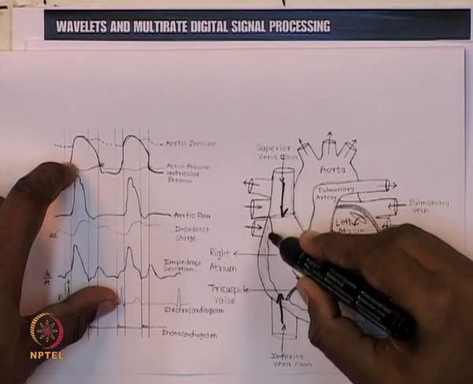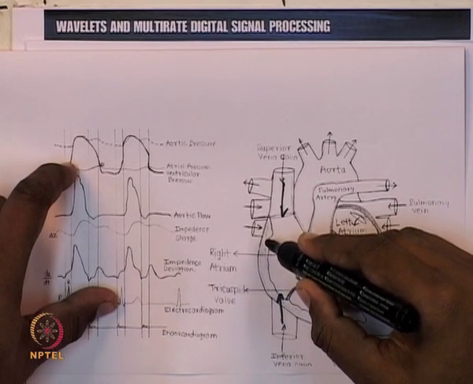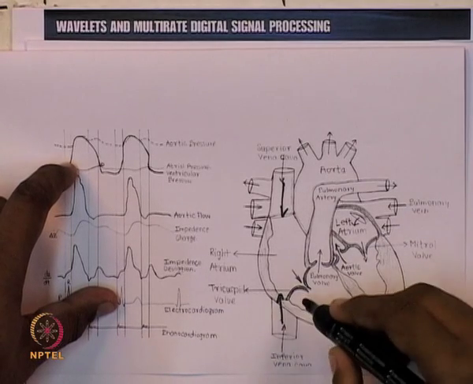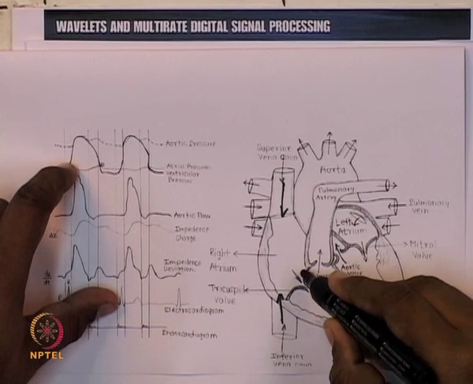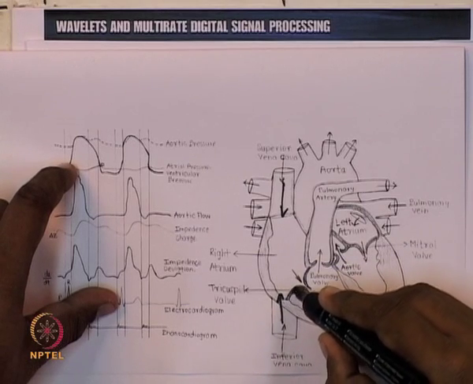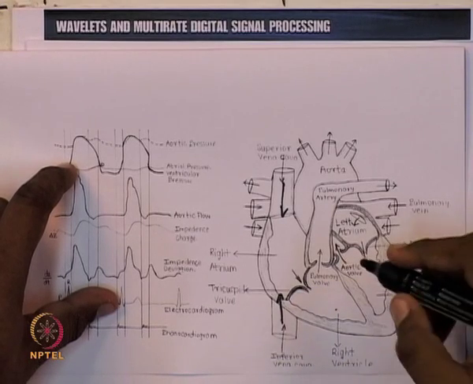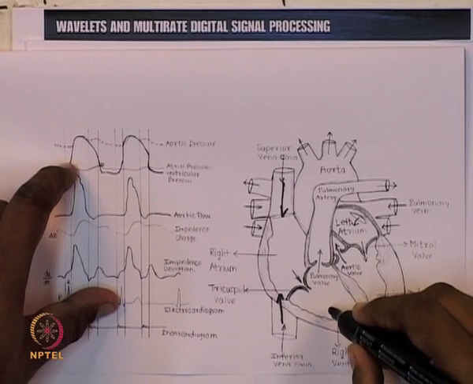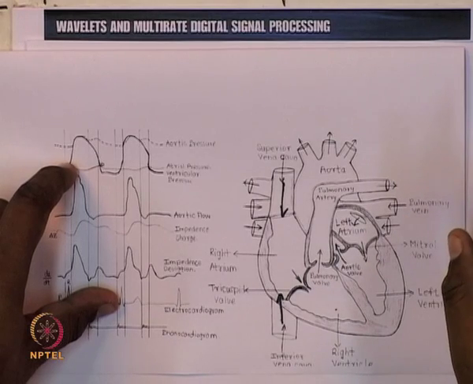Now, as soon as this right atrium is filled with blood, the right atrium will pump the blood to the right ventricle. There is a valve separating the right atrium and the right ventricle, that is this valve, the tricuspid valve. Now, this right ventricle will pump blood to the lungs for getting oxygenated.